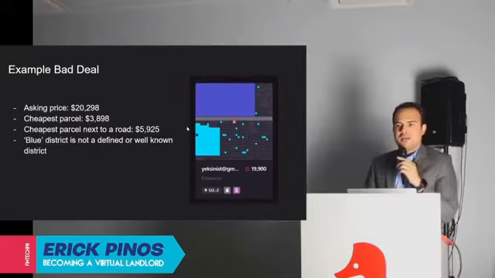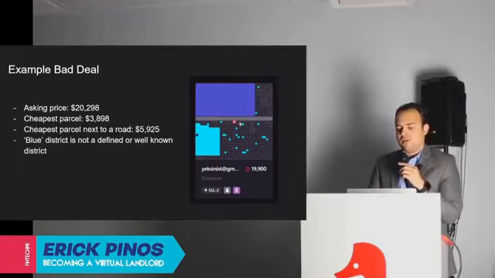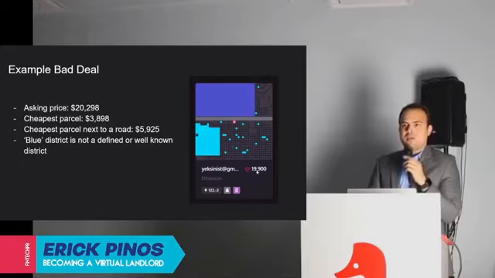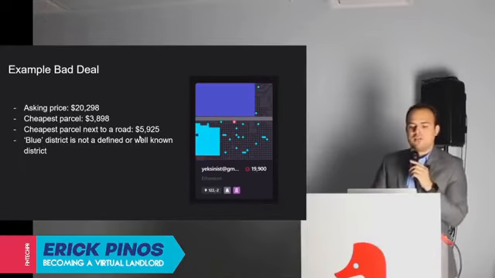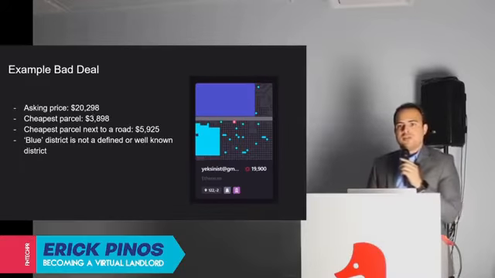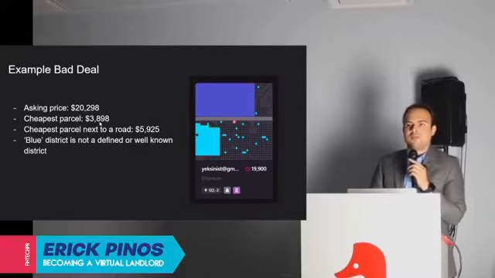And here's an example of a bad deal. This person is offering this plot of land next to a road, so it seems like it'll be good, for 19,900 mana. Mana is about $1 today, so it's a $20,298 asking price. The cheapest parcel that's available on Decentraland you could buy right now is for only $4,000. So already they're asking for over a 4x premium.